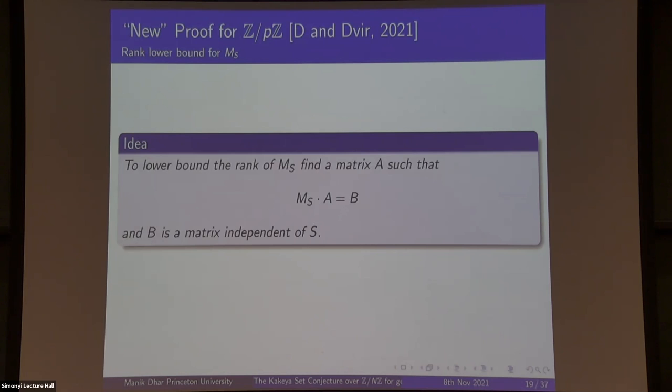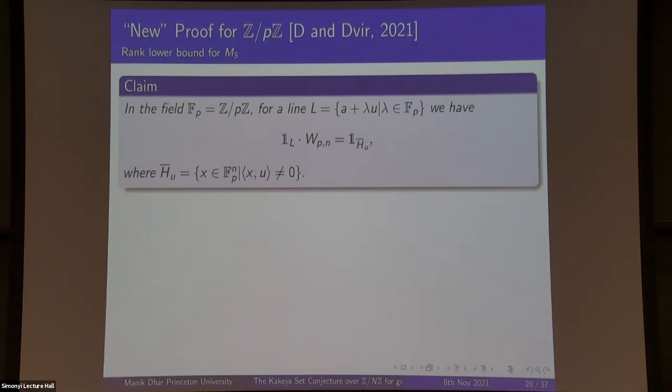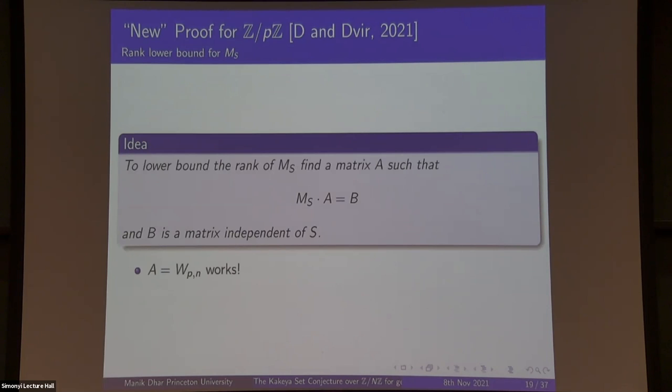We are going to find matrices A such that MS times A gives us a matrix which is independent of the set S. And the hope will be that this matrix B has rank which we can calculate, or someone already has calculated, and then we'll be golden. All right. So now it turns out this matrix WPN works if you set A as that. So it's the reminder. This is A or this is B? So it will be both A and B. Yeah. B will be a slight modification, but yeah, basically that.